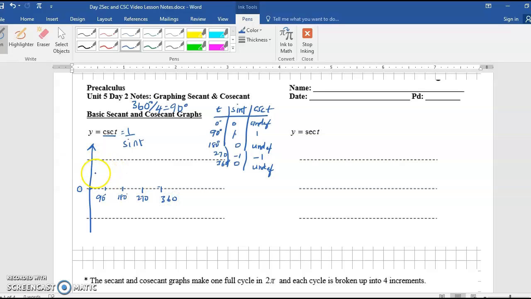Okay, but we also know that at 0 there will be an asymptote, because cosecant will never touch 0. Cosecant will never touch the 180 line also. So that's why we have an asymptote running through this, and even at 360. Right? So I'll extend this. Okay, so that's how it goes.